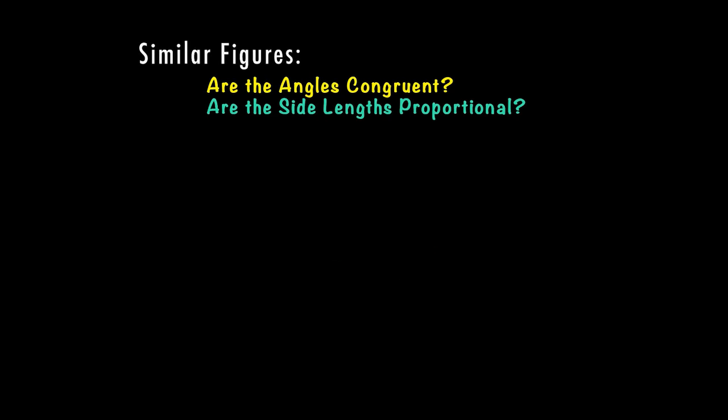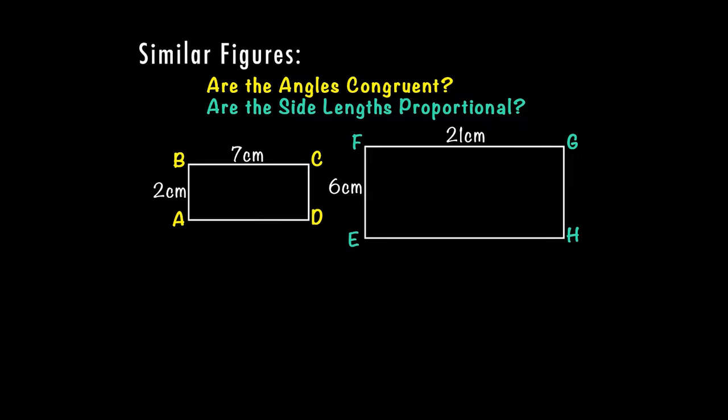So now we want to know if the angles are congruent and if the side lengths are proportional. Here is my small rectangle, and here's my large rectangle. I'm going to figure out first for the angles. In this case, I can see that they are all right angles since I have two rectangles. So because of that, I can say that yes, the angles are congruent, and that's because they are all 90 degrees.